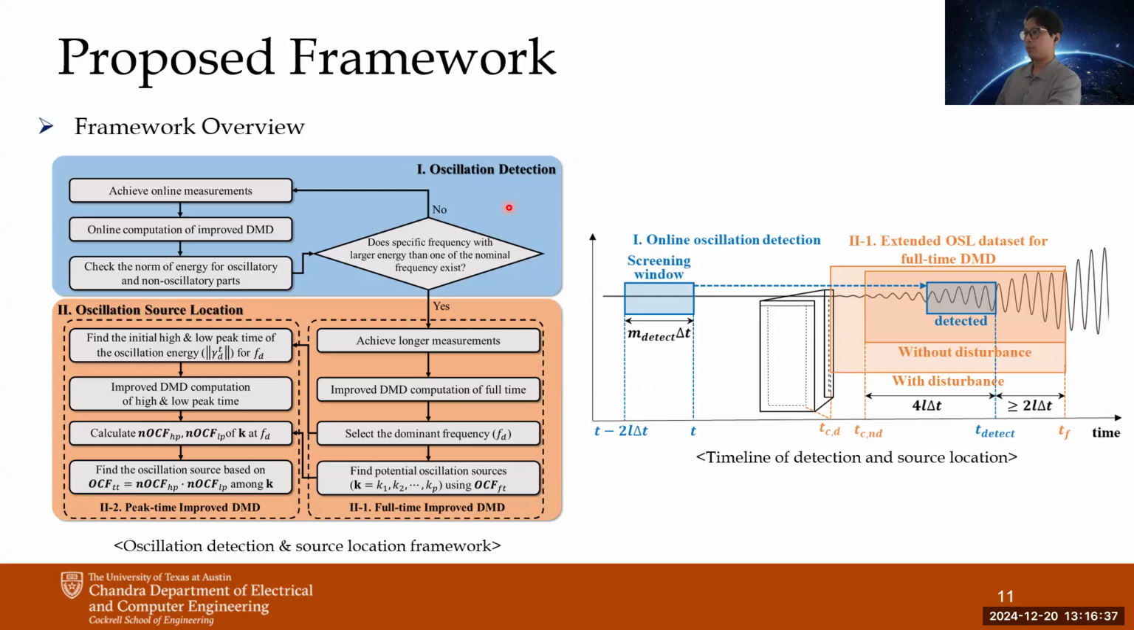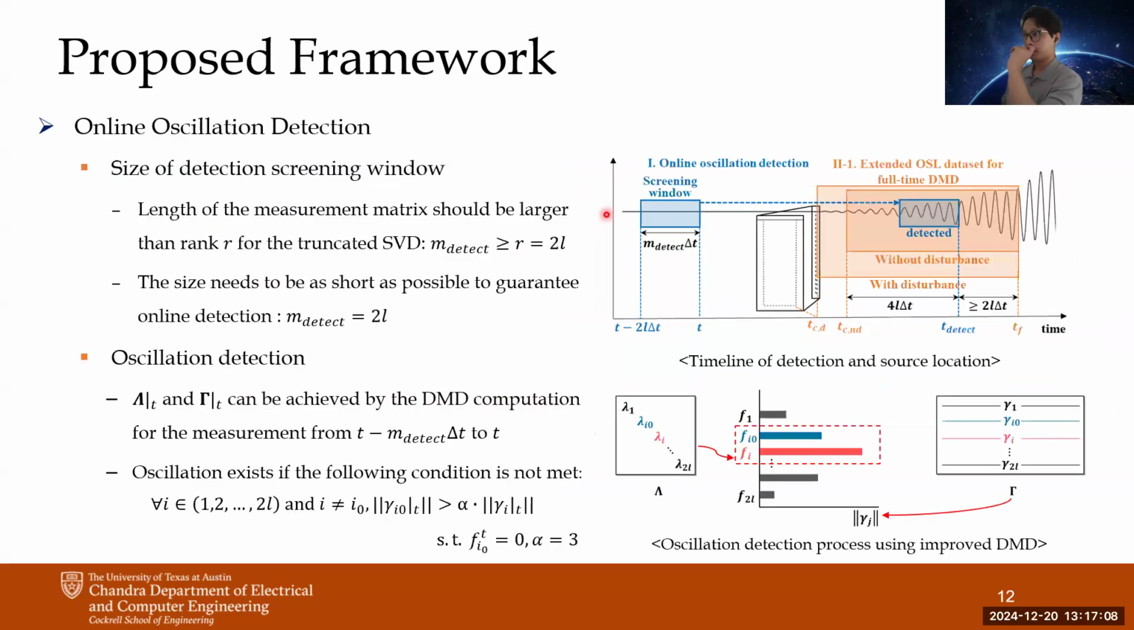We first acquire the online measurements, then we compute the improved DMD on these online measurements. And we only analyze the lambda and gamma matrices of the improved DMD. So we check whether the norm of the energy for some specific frequency is higher than our specified standard. Then if it goes over this standard, we move on to the source location stage. I think I can explain this detection stage in more detail.